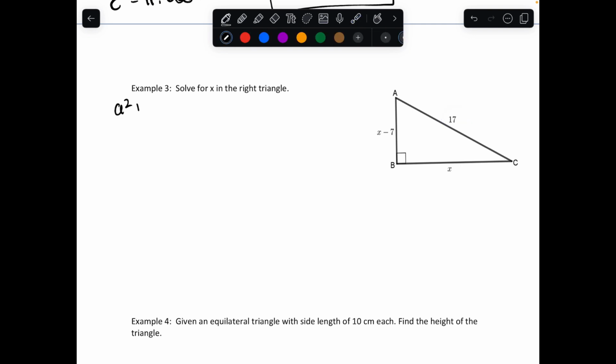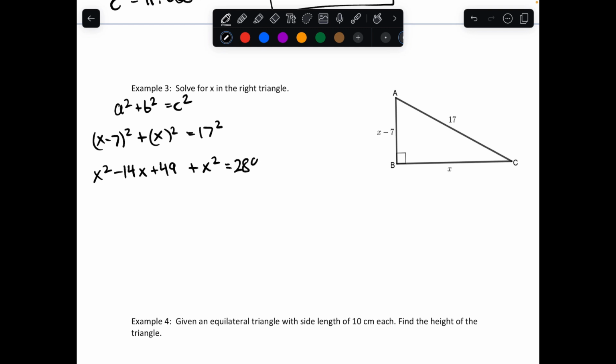So a squared plus b squared is equal to c squared. We then have (x minus 7) squared plus x squared is equal to 17 squared. Now (x minus 7) squared is going to give us x squared minus 14x plus 49, and then x squared is just going to be x squared. 17 squared is going to be 289.